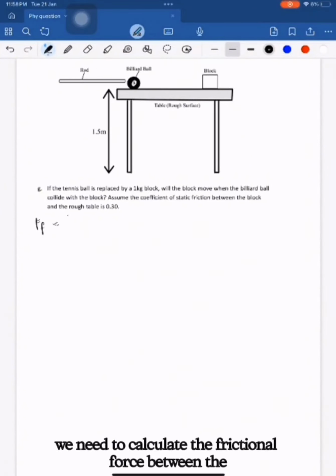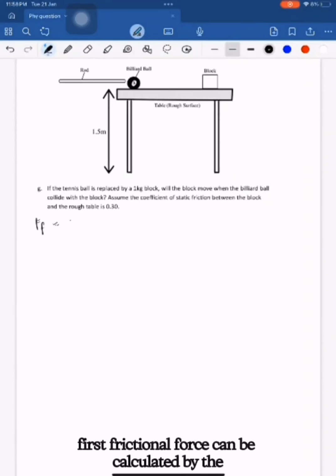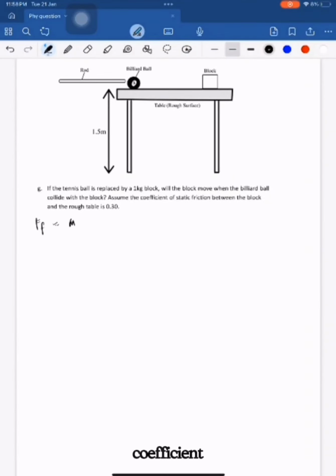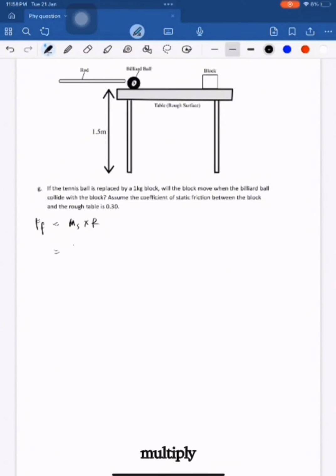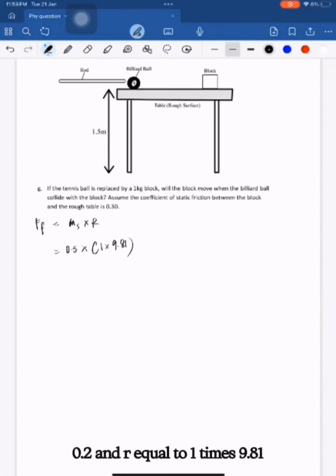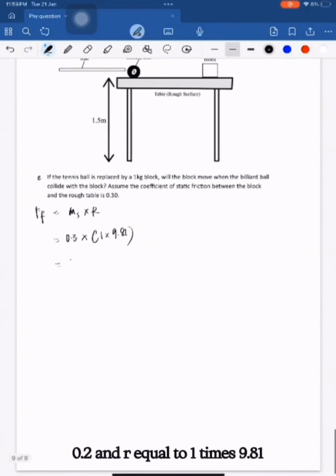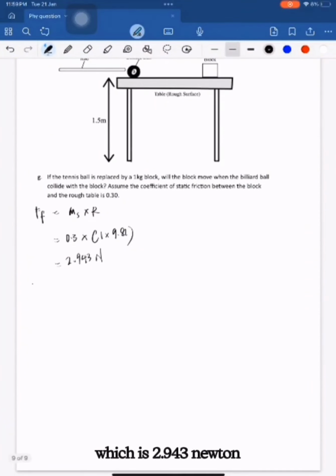Now, we need to calculate the frictional force between the block and the rough surface of the table first. Frictional force can be calculated by the coefficient of static friction between the block and the rough table, multiplied by the normal reaction. The coefficient of static friction is 0.3 and R equals 1 times 9.81. Then we get the frictional force, which is 2.943 newtons.